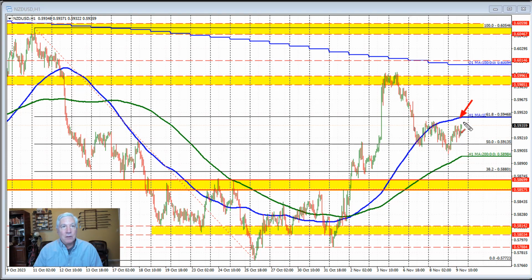So that's what we're going to be looking for here in the New Zealand versus US dollar. Stay above the 50% retracement. We've played around with it enough already. It's time that if the buyers are going to take control, they need to stay above that level. So that's the risk on the top side.